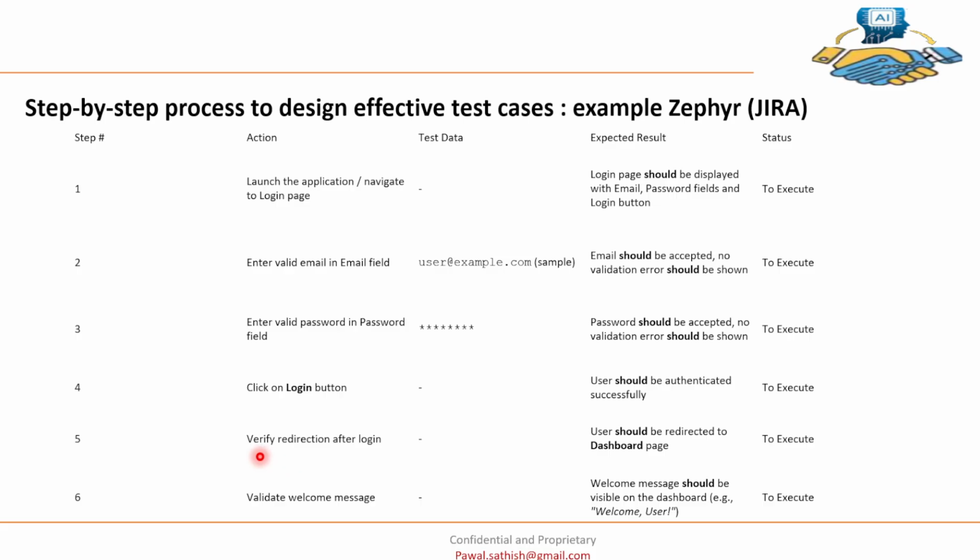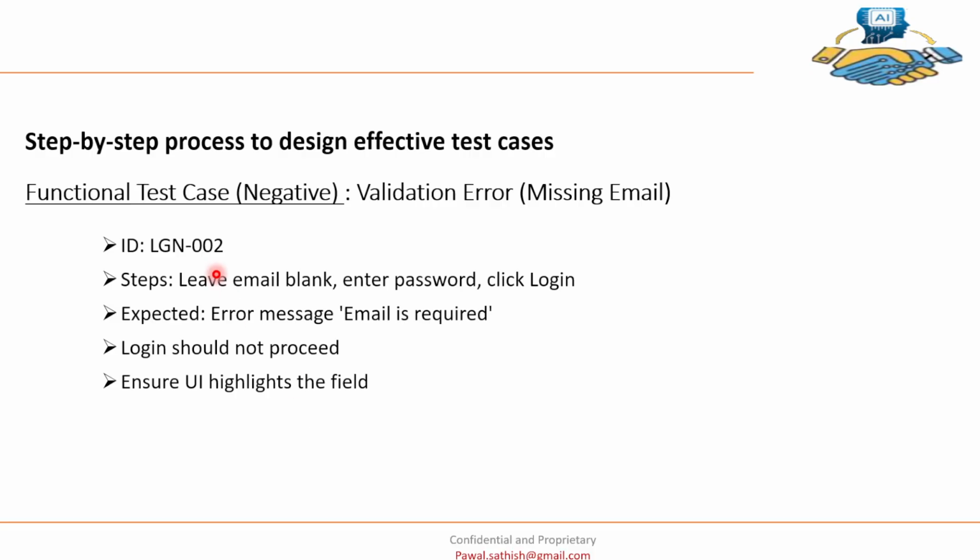Next we are expecting to verify redirection after login. The user should be redirected to the dashboard page. Then we'll validate the welcome message. The welcome message should be visible on the dashboard, for example, welcome user. Now this is the functional positive flow. This way we need to write all the test cases in Zephyr or in XLS, whatever you are using. If you are using Zephyr Jira, then you should write in the same format.